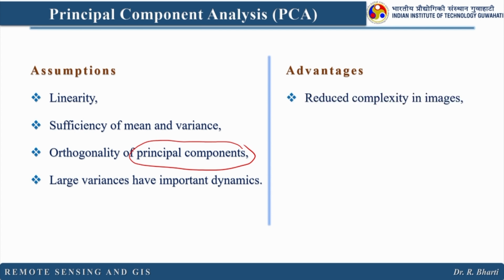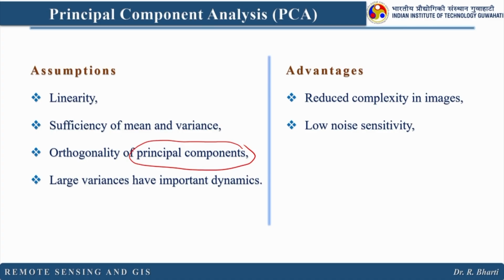And the advantage with this particular PCA method is that it reduces the complexity in the image, because I told you if you have a 4-band image, it is very easy to interpret, but if you have a 100-band or 200-band image, it is very difficult and you have to put in lots of effort. And then low noise sensitivity. When you apply this PCA and get the result, your output image will have very low noise compared to what was available in the input data.